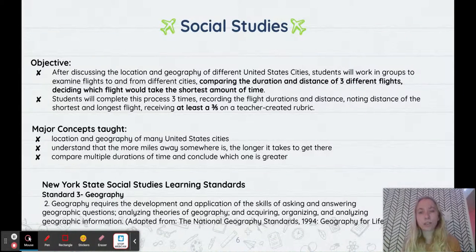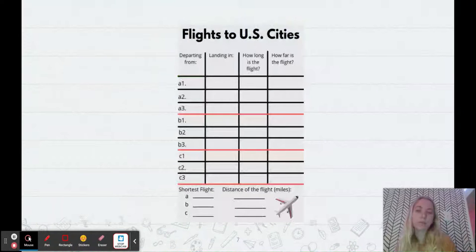Major concepts that are taught in this lesson: location and geography of many United States cities, understand that the more miles away something is, the longer it takes to get there, compare multiple durations of time, and conclude which one is greater. The standard that this lesson reaches is Standard 3 Geography.